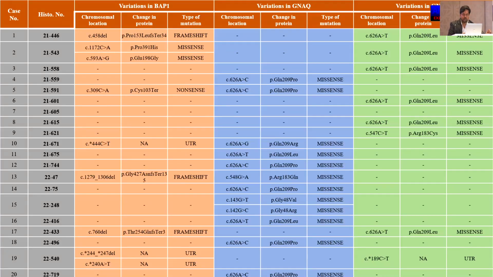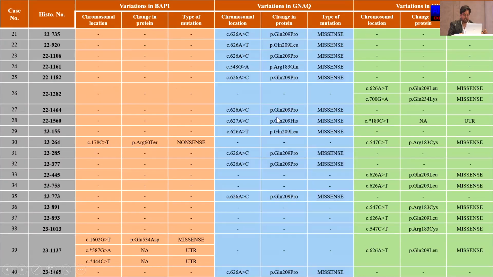So this is the result for DNA exome sequencing, in which, as we can see in the first case, there is a frameshift variation in BAP1, and also in GNA11. Like in the second case also, there is variation in BAP1 and GNA11, likewise in other cases.